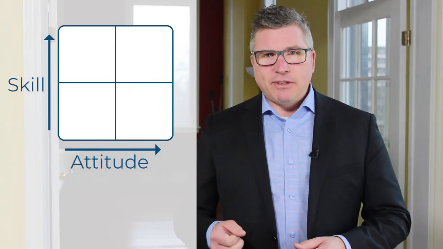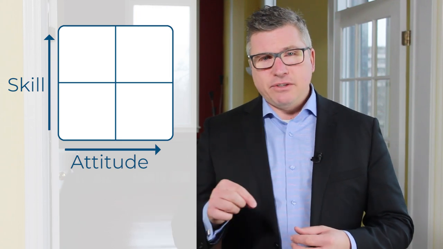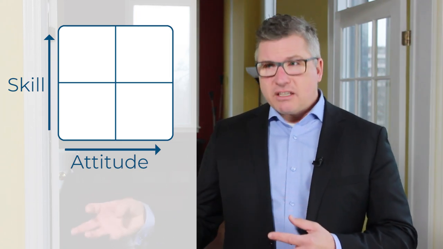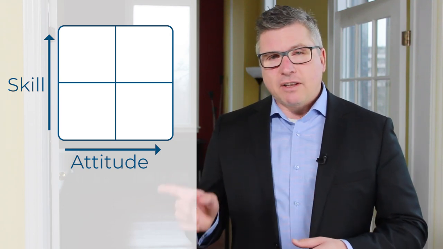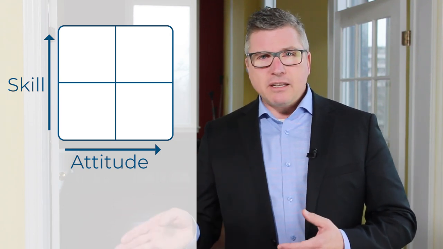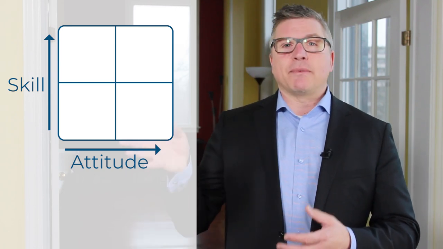So I want to share a little strategy with you on how to identify and deal with people like this. So we have a little grid here, a 2x2 grid, and on the bottom axis is attitude, and on the left-hand side is not so good attitude, and on the right-hand side is better or good attitude. And on the vertical axis we have skill, and at the lower end is not that great of a skill, and at the top is great skill.